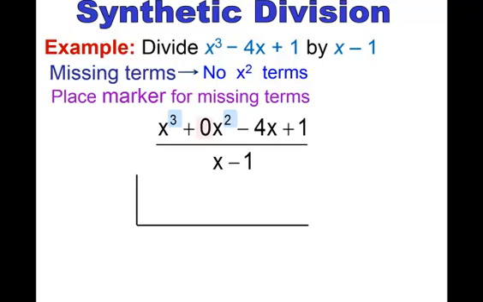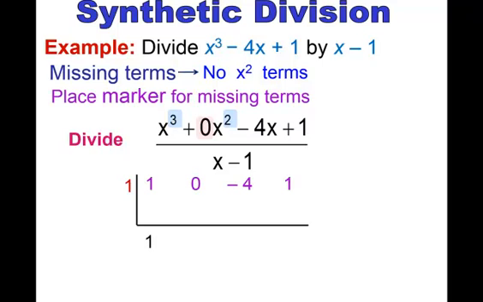So again, the first thing I'm doing is that whatever I'm dividing by is going to be the opposite. So it's a minus 1, so it's going to be positive 1 on the outside. I'm putting all the coefficients in. It's 1, my place marker 0 for the x squared, the negative 4 and the 1. And I'm doing my synthetic division.